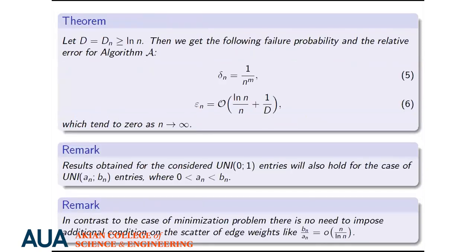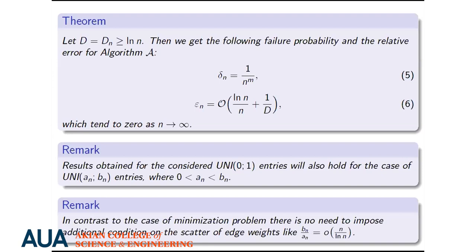And the main result of our work is that if d is equal to or greater than logarithm n, then we get the following failure probability and relative error. As you can see, the failure probability immediately tends to zero if n goes to infinity. But for epsilon, it must be considered the case when d goes to infinity as n goes to infinity, as in the case of d greater or equal than logarithm n.